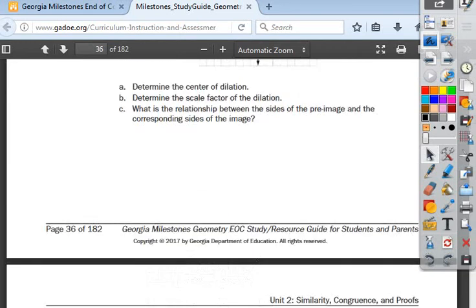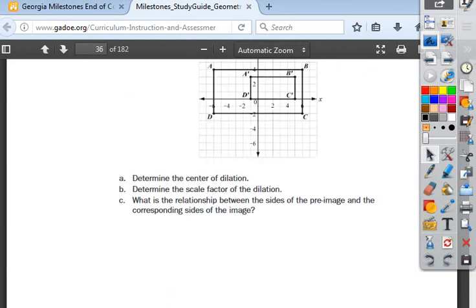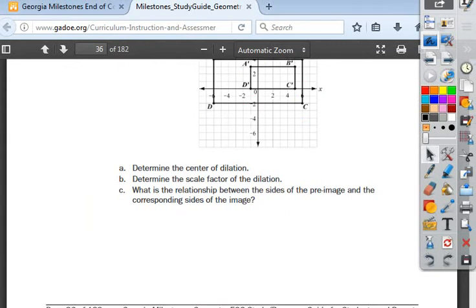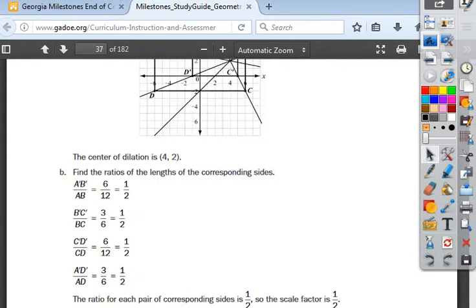What's the center of the dilation on this one? I did that. That's not a good line. There's that one. So whatever that point is right there, 3, 2 or something like that. 4, 2.